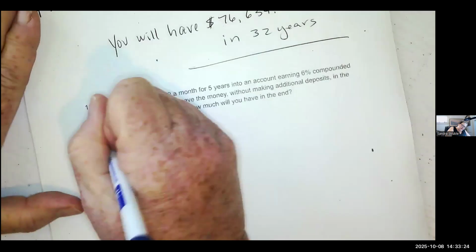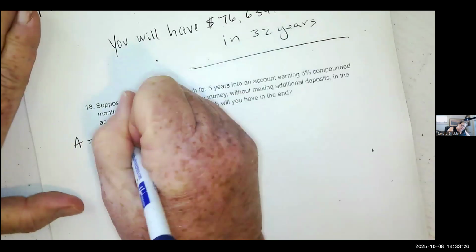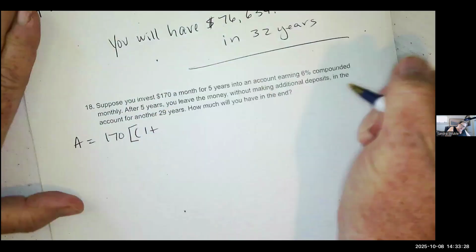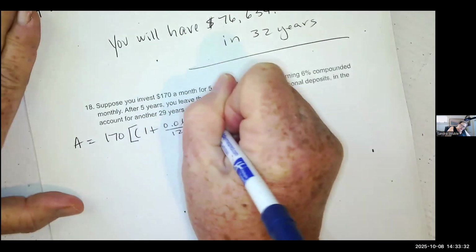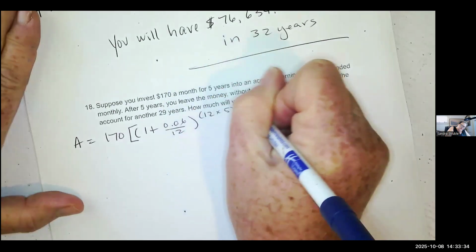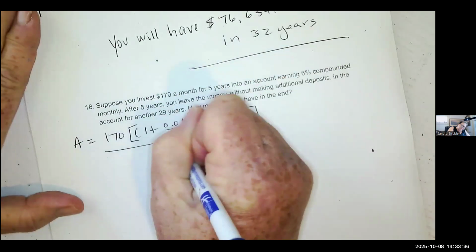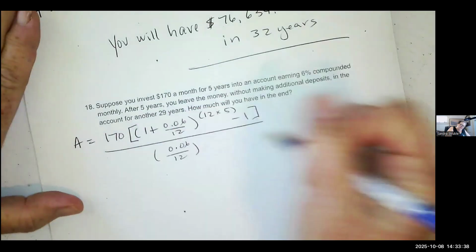So I'm going to start with, we're making $170 a month. Interest is 6% monthly for 5 years. Okay, putting it in your calculator.